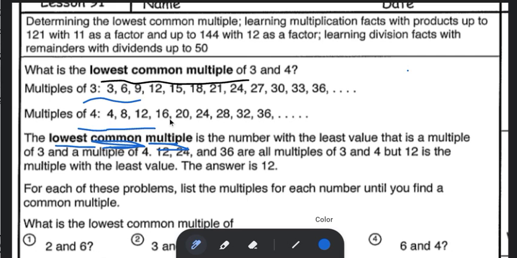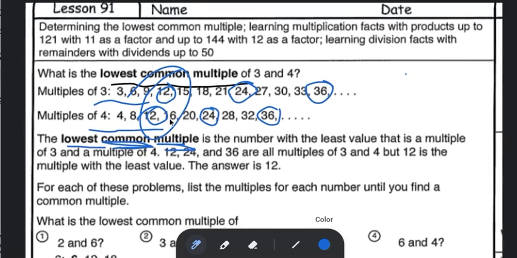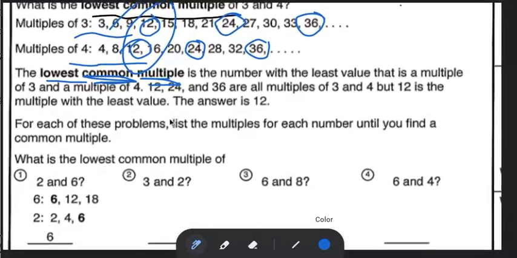And the common multiples of 3 and 4 that you can see in these lists here, the first one you see is 12. That's in both lists. That's a bad circle. Then 24 is in both lists. And 36 is in both lists. So those are the common multiples. But what's the lowest common multiple? The lowest common multiple is 12. 12 is our answer for the lowest common multiple of 3 and 4.